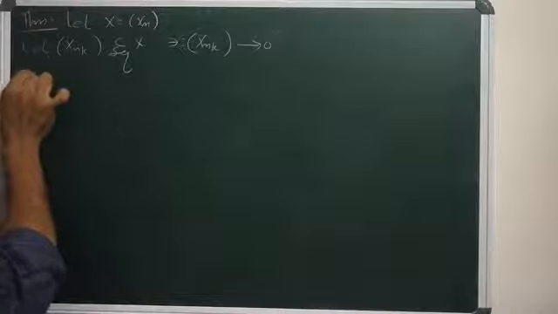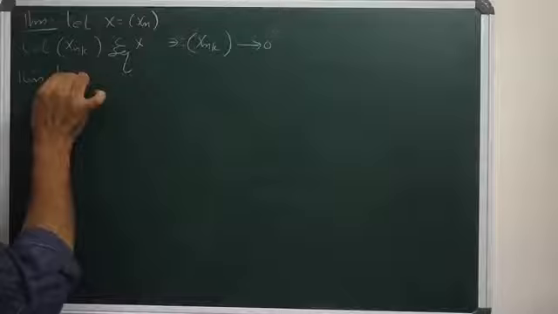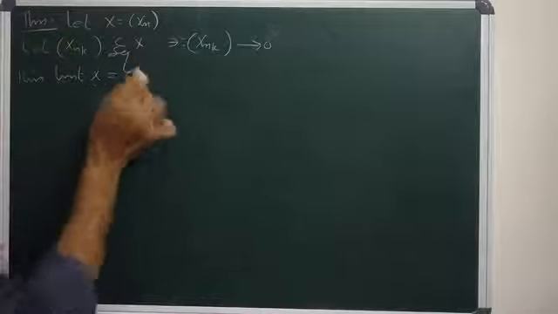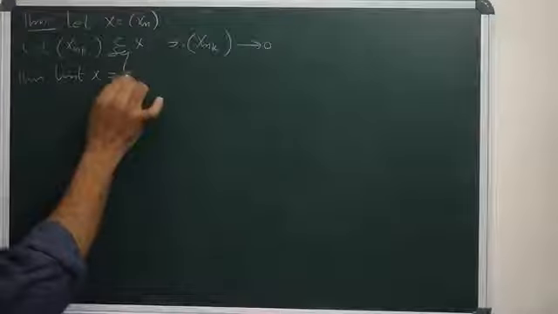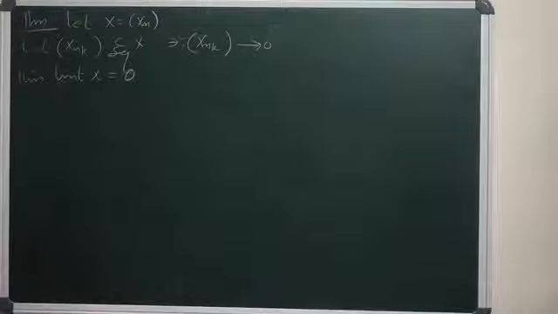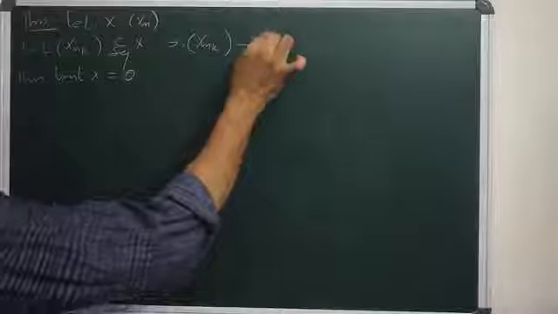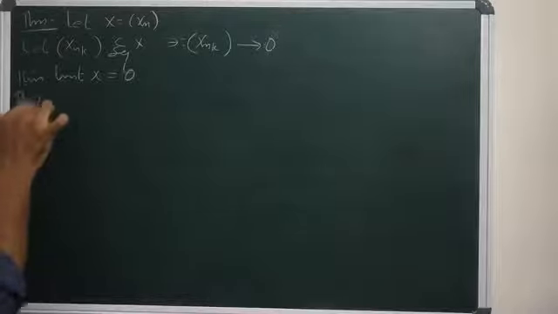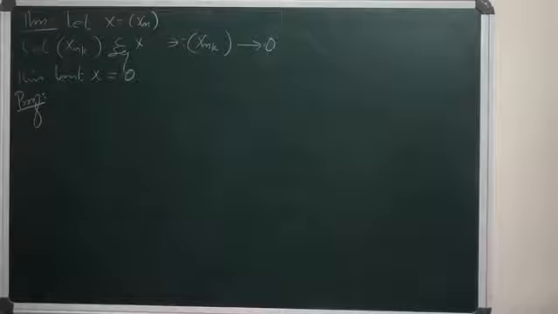Then prove that limit x equals 0. How to prove this one? X is a sequence of real numbers. Suppose it has a convergent subsequence. If that subsequence converges to 0, then limit x is also 0. How to prove? Again, the proof is done by contradiction method.